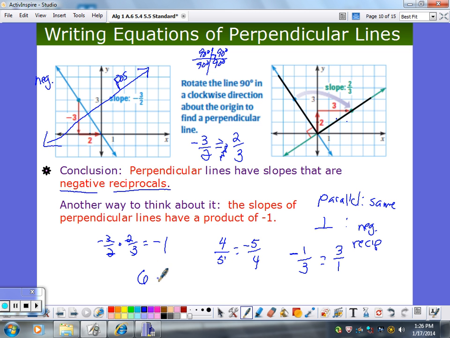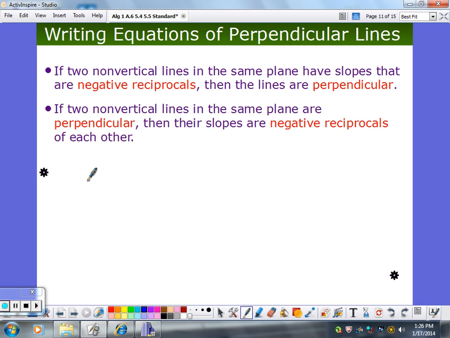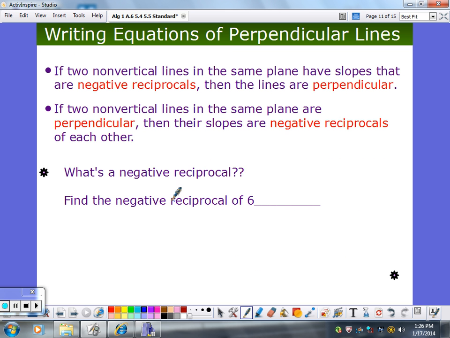Let's do a different number. What's 10? It's 2 steps. Take the opposite sign. Now picture this as being 10/1. Turn it over. Negative reciprocal. So what is the negative reciprocal of 6? I'll ask you that now. What is it? -1/6.